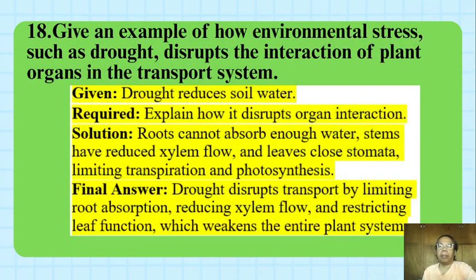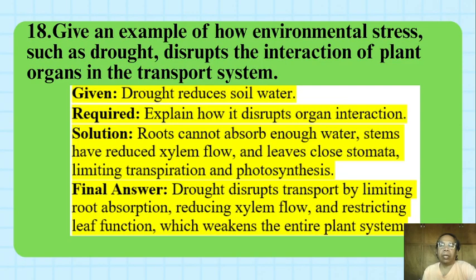Practice problem number 18. Give an example of how environmental stress, such as drought, disrupts the interaction of plant organs in the transport system. So we're given drought reduces soil water. Required: explain how it disrupts organ interaction.